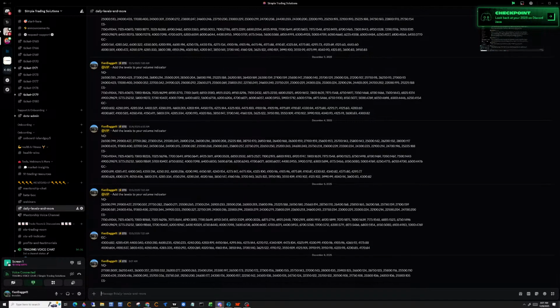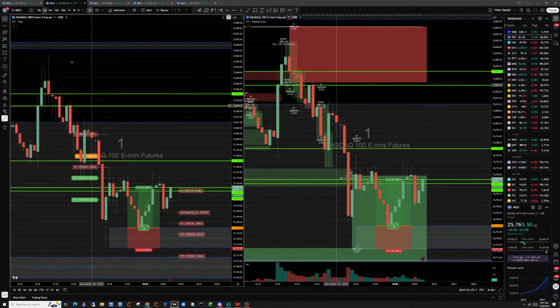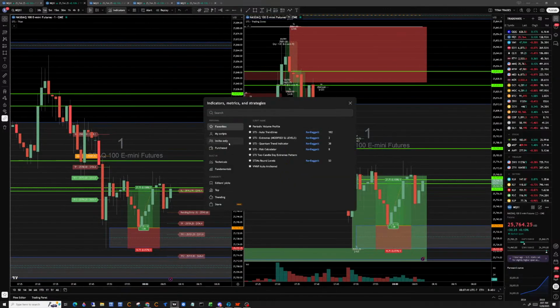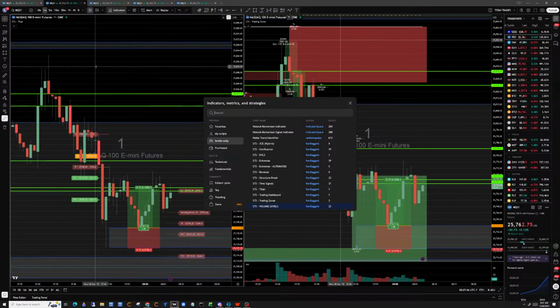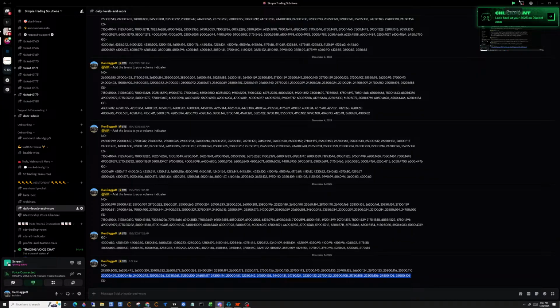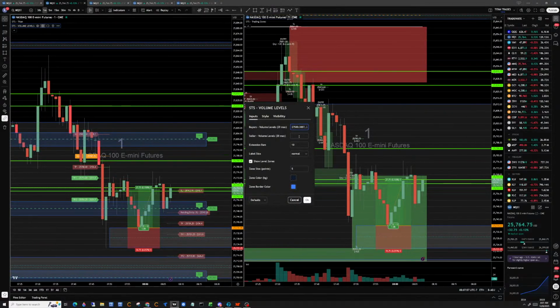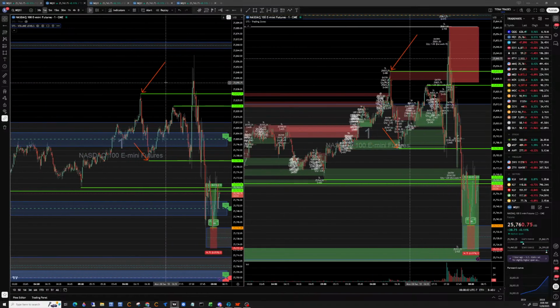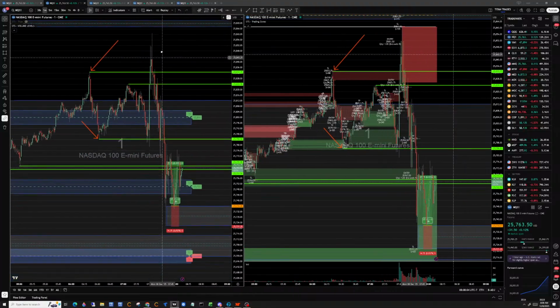And let me see if I can go over here and get ES. Here's these levels right here, you guys. Let's pop them into TradingView. I just put them on. So let's see. These were the levels that we had this morning.